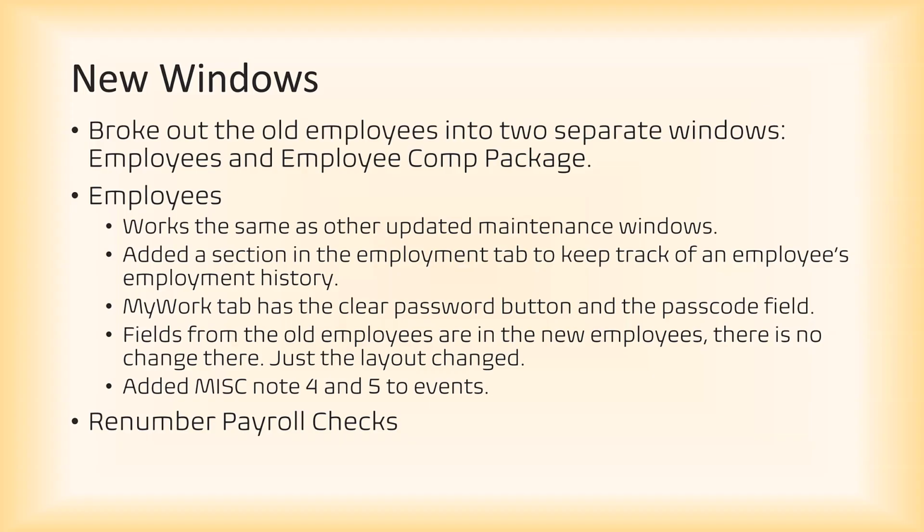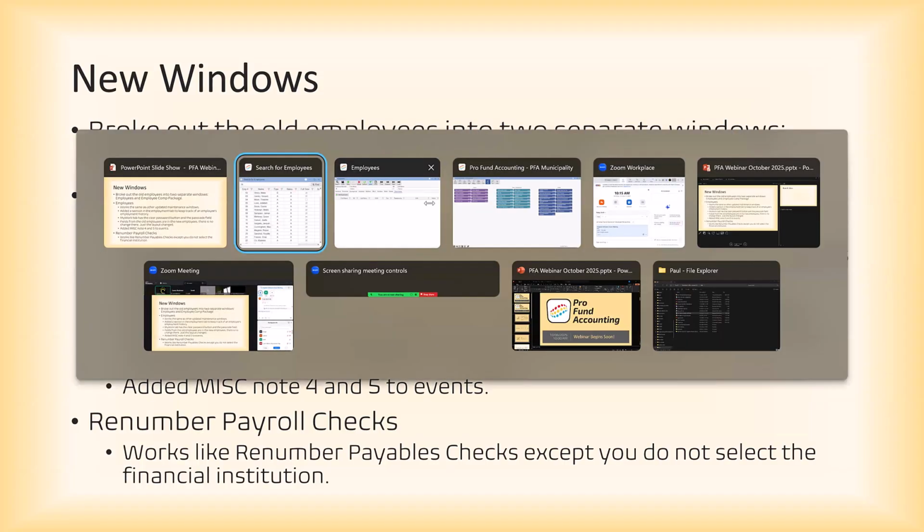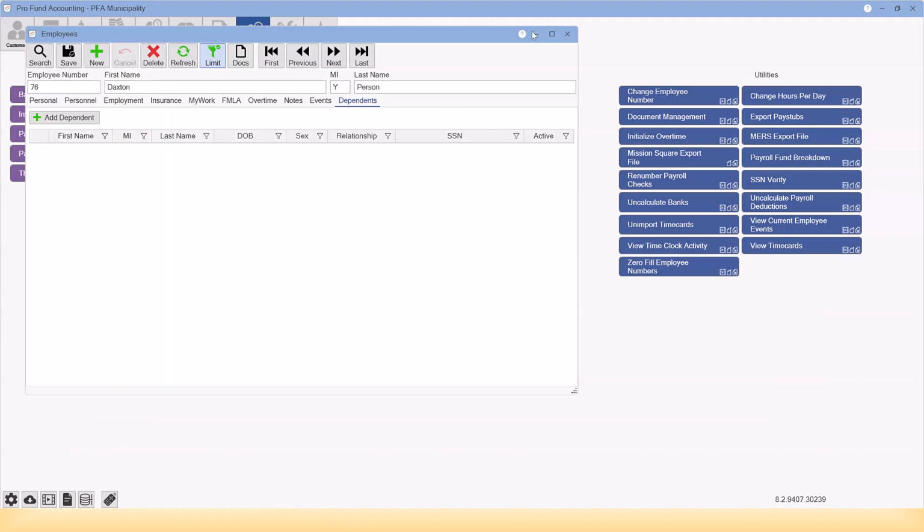We updated renumber payroll checks to the new window style. It works like renumber payables checks, except you don't select a financial institution. So if you've been using renumber payables checks, it's pretty much the same way, but you don't select a financial institution. You just enter in the check number. If I go back to ProFund, let me go ahead and close that.